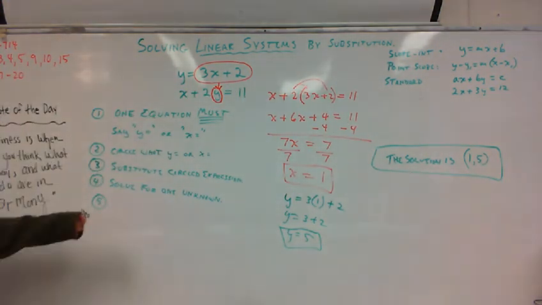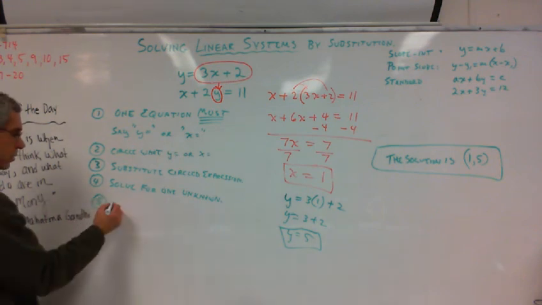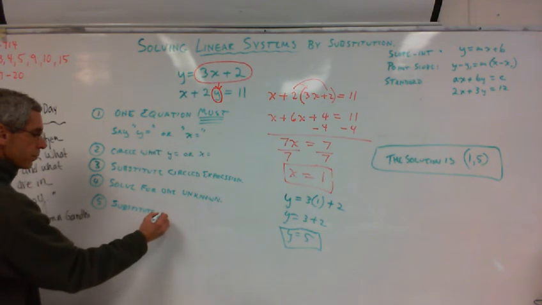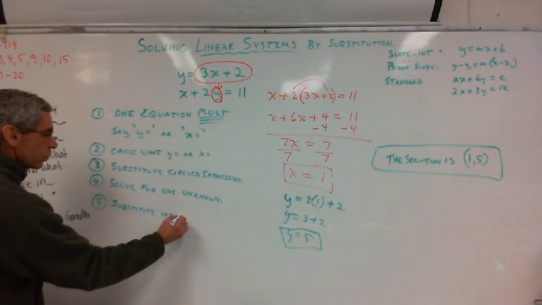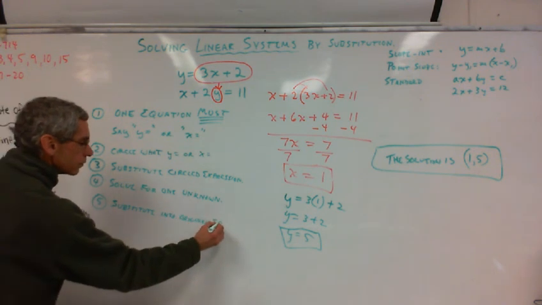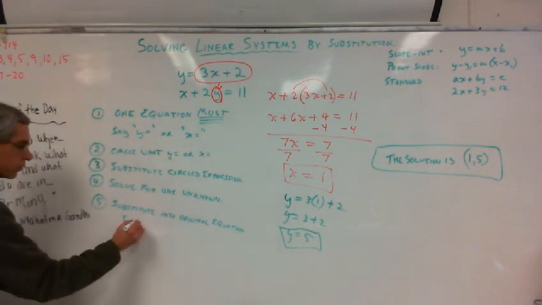So the last part was: solve for one unknown, substitute into the original equation to solve for the other unknown.